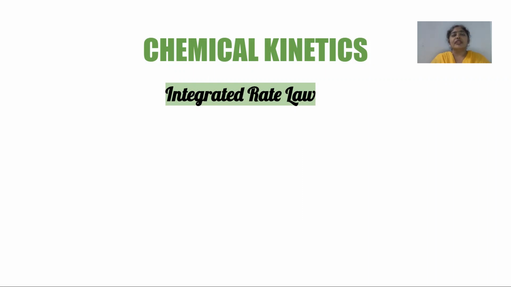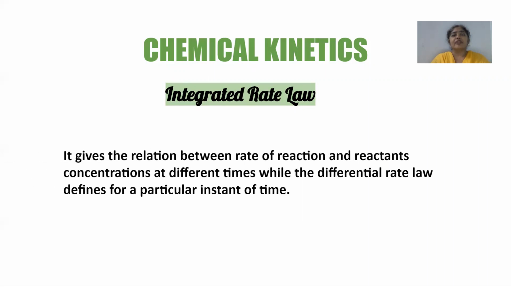Okay, so this integrated rate law in chemical kinetics gives us the relation between the rate of a reaction and the reactant's concentrations at different points of time. Whereas in the earlier session, we defined the differential rate law, where we express the rate in terms of dA by dt or dV by dt and so on. Those differential rate laws, or the terms dA by dt, indicate the relation between the rate and the concentration of the reactant at any one instant of time.